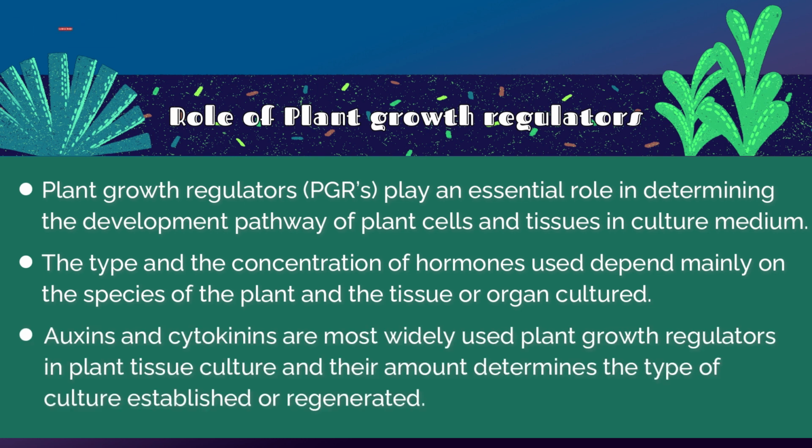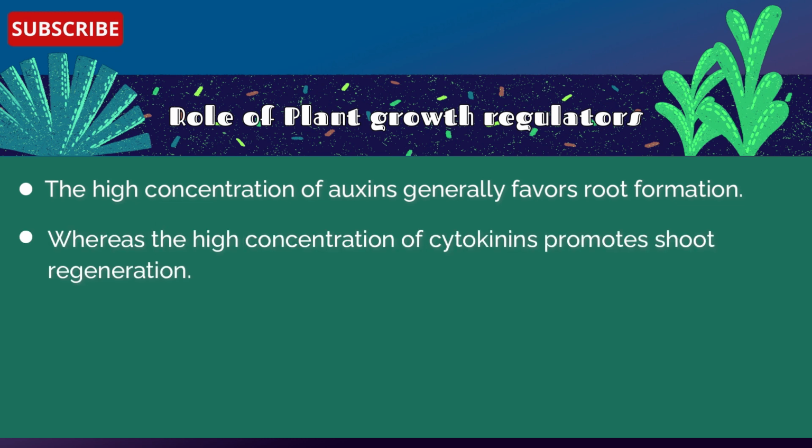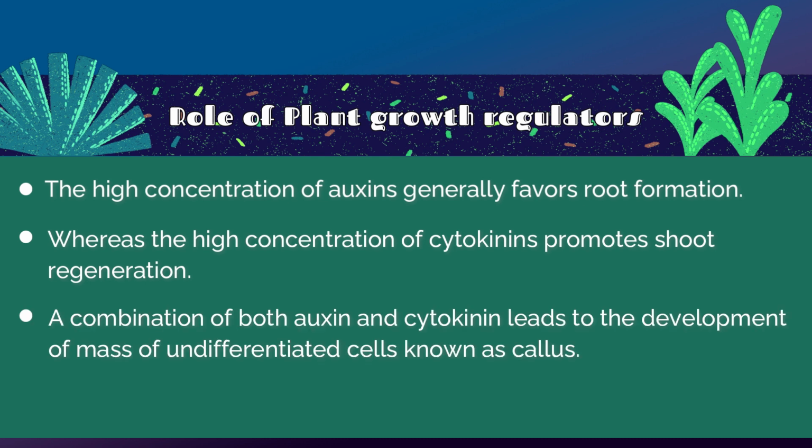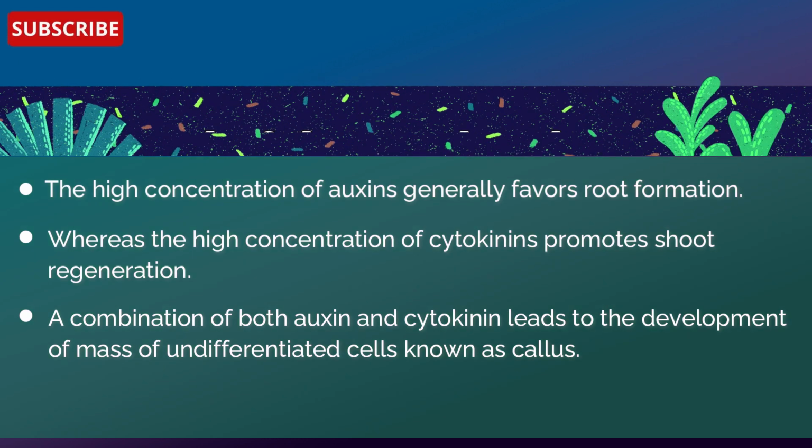Auxins and cytokinins are the most widely used plant growth regulators in plant tissue culture, and their amount determines the type of culture established or regenerated. A high concentration of auxin generally favors root formation, whereas a high concentration of cytokinin promotes shoot regeneration. A combination of both auxin and cytokinin leads to the development of a mass of undifferentiated cells known as callus.